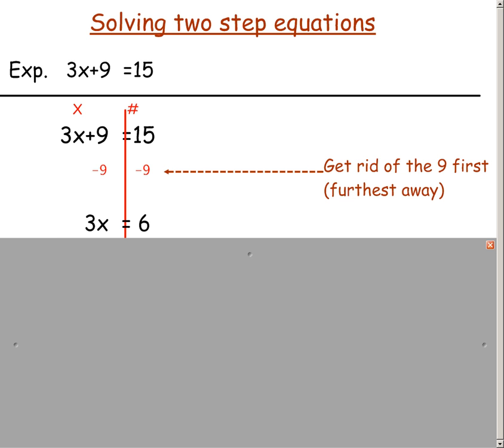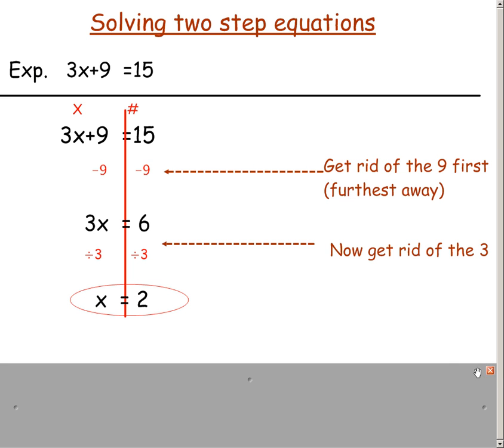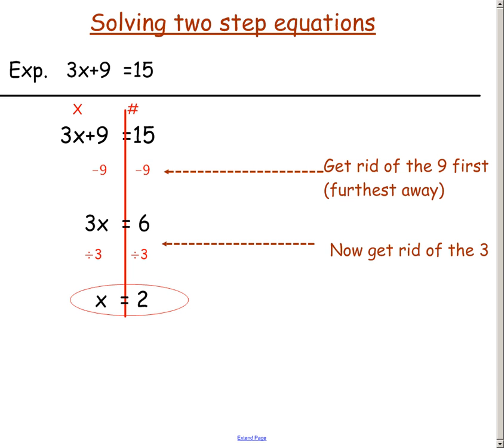I still don't have x by itself, so I need to get rid of the 3. The opposite of multiply by 3 is divide by 3, so I'm going to undo that on both sides, divide by 3 on both sides, and I get x = 2, and that is my answer.